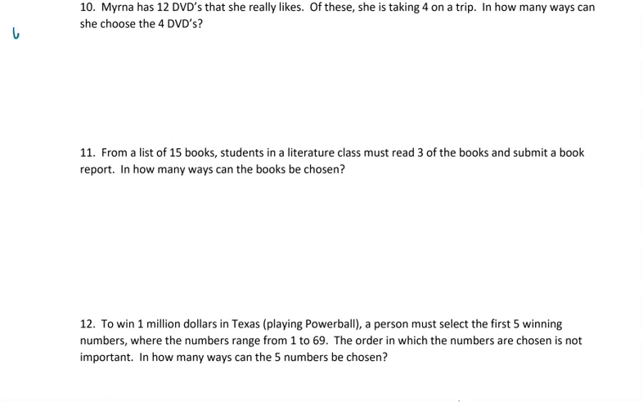So order does not matter. That's your clue that it's going to be a combination, right? If order does not matter, it's a combination. From there, it's nice and easy. Out of 12, she's going to choose 4. And then you get to just plug this into your calculator. And we should get 495.